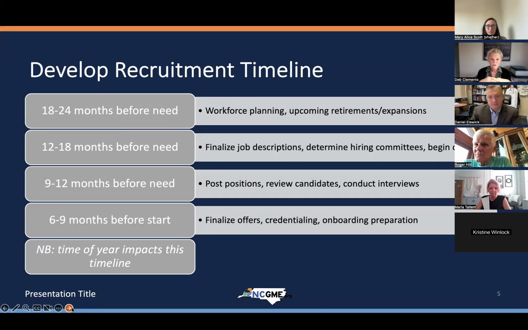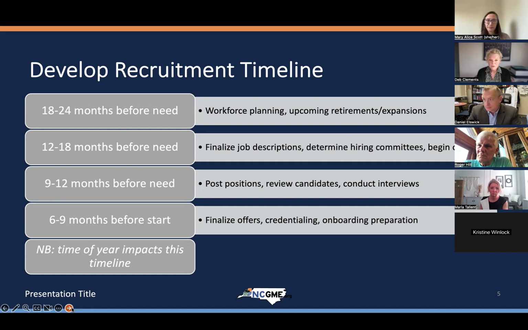Think about your workforce really as much as 2 years out. Who's retiring? Are you expanding? What are you going to need as your classes grow? If you've got 3 residents now, but you're going to have 9 in 2 more years, what are your faculty needs going to be? 12 to 18 months before that need, get your job descriptions done, decide who's going to be on your hiring committee, and really begin reaching out to candidates. You all know this takes much, much longer than anybody ever expects.